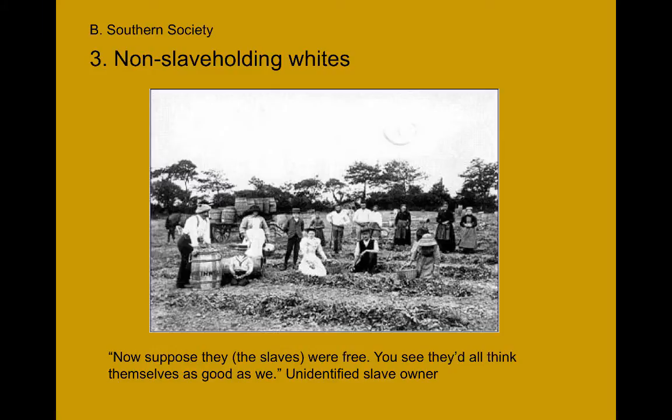If we free the slaves, they might be on par with the poor white people, treated about the same, and also they might be competing with them for jobs or land. And so to maintain their social status, we see that the poor white population of the South certainly wants to keep slaves under control.